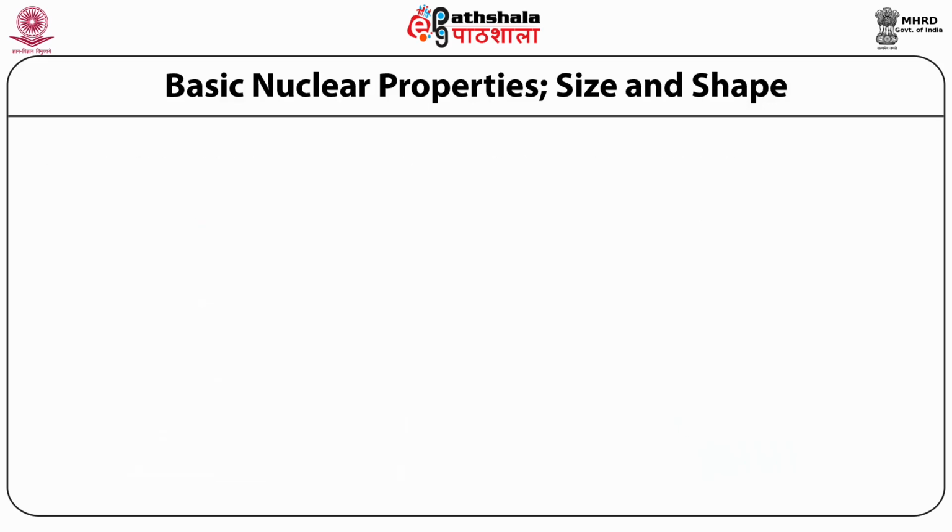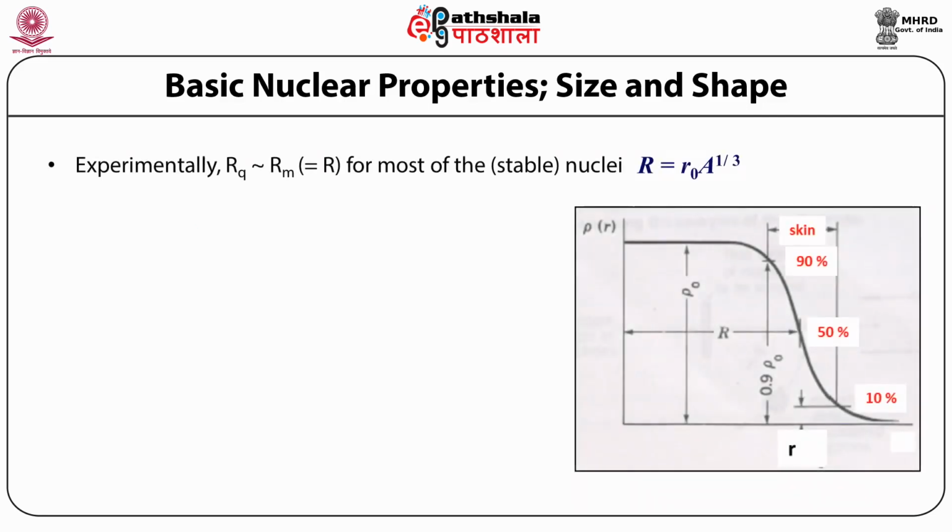Basic nuclear properties, size and shape. Now experimentally, people have found that R_Q is almost equal to R_m, that is equal to R, for most of the stable nuclei. So R is equal to R0 A to the power 1/3. What does that mean? In the experiments, people have found that the distribution of charges inside the nucleus and the distribution of mass inside the nucleus are more or less of the same order. So we can say that the charge distribution and mass distribution can be replaced by a common term, that is R.